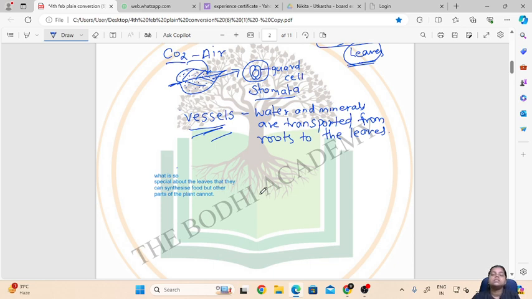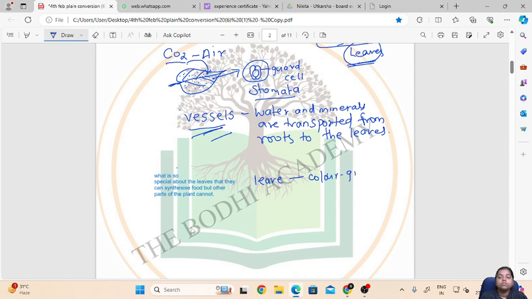Okay, synthesize means preparation, formation. So why only leaves synthesize the food and not any other part? Because there is something special about the leaves in plants. You all have observed the color of the leaf, right? How does the leaf of the plant look? What is the color?